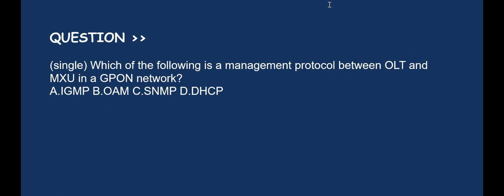Next one, which of the following is the management protocol between OLT and MXU in the GPON network? Option A, IGMP. Option B, OAM. Option C, SNMP. Option D, DHCP. Option C is correct.